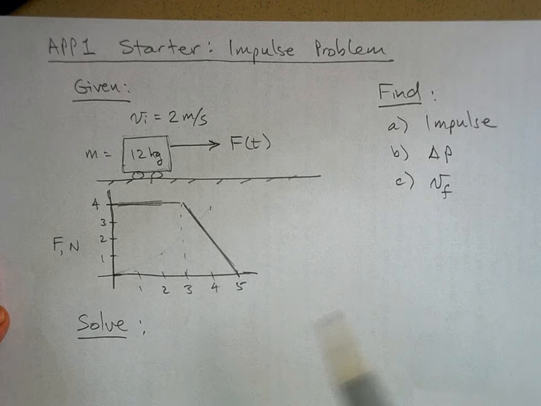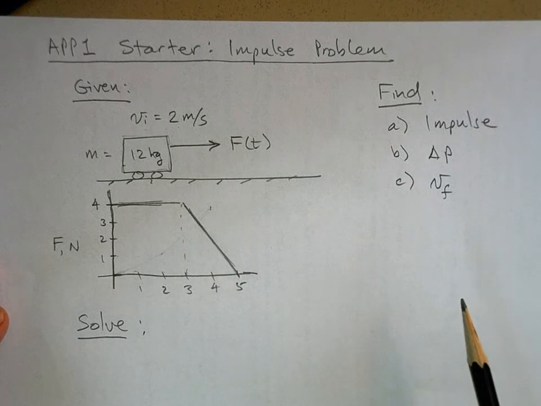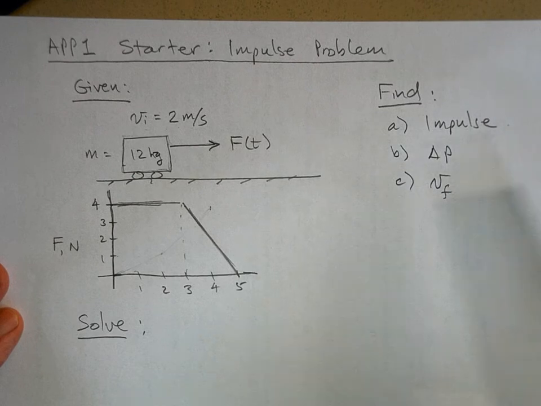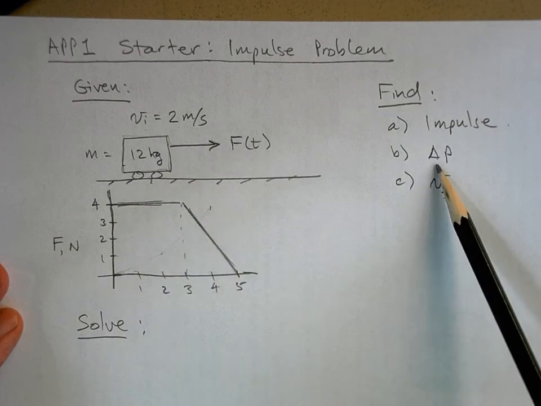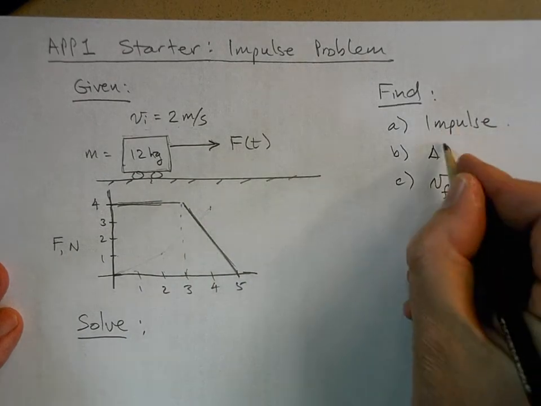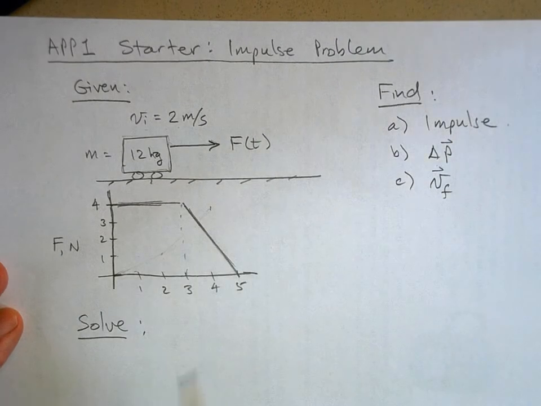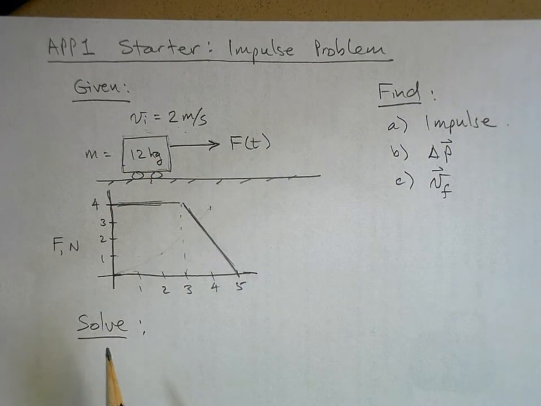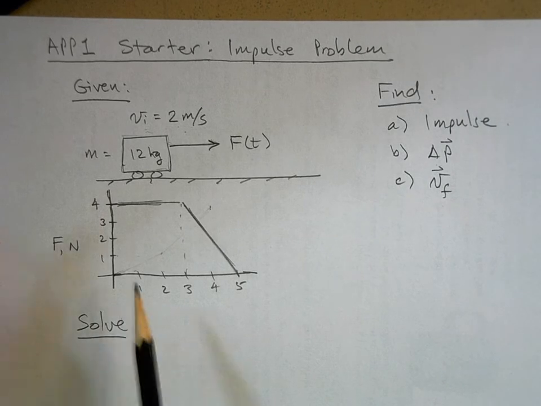but we can use impulse and momentum and the impulse momentum theorem. We want to know what was the impulse on here, what is the change in momentum. Should put a vector hat on there. What's the change in velocity, or what's the final velocity if the initial velocity is 2 meters per second? So here's the deal.